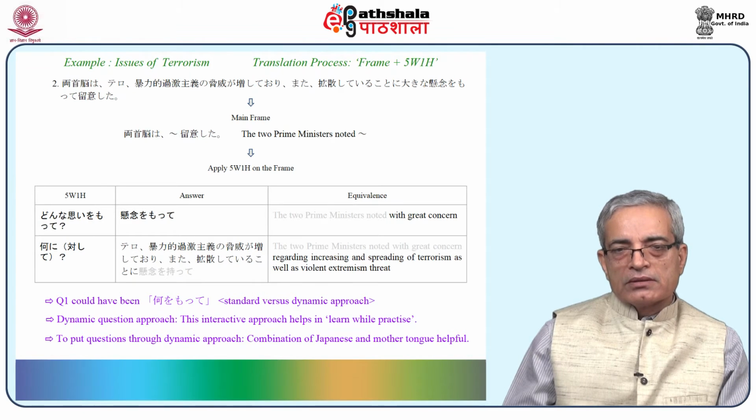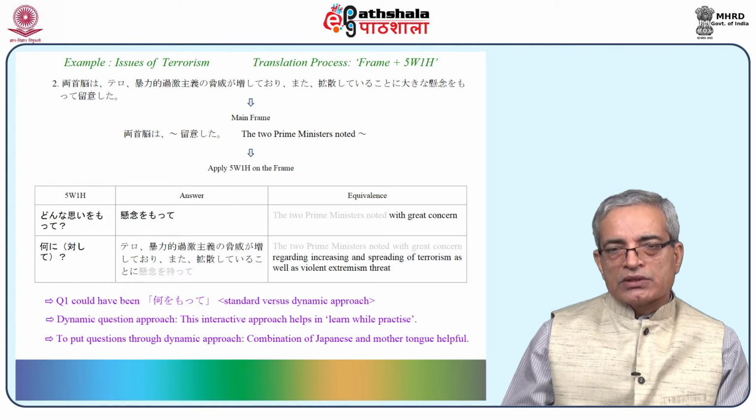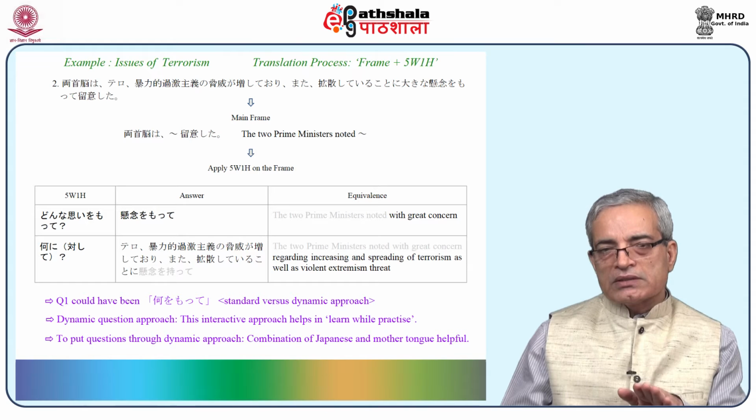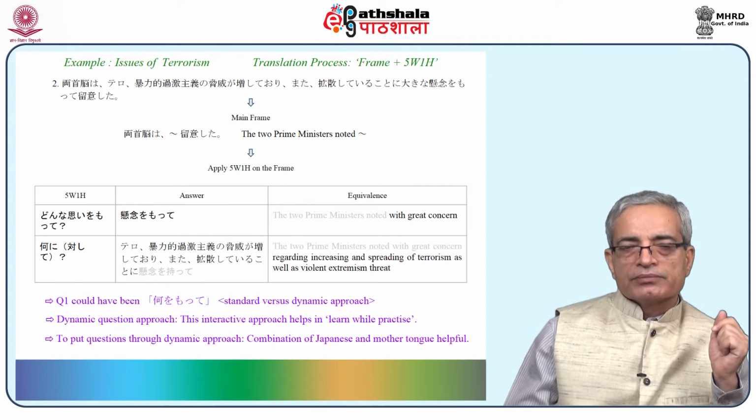Tero, boryokuteki kageki shugi no kyoi ga mashite ori, mata kakusan shite iru koto. So there is one increasing and then the other is spreading. Okay.